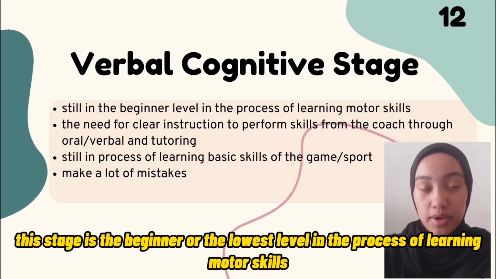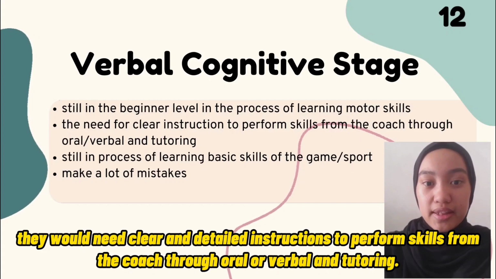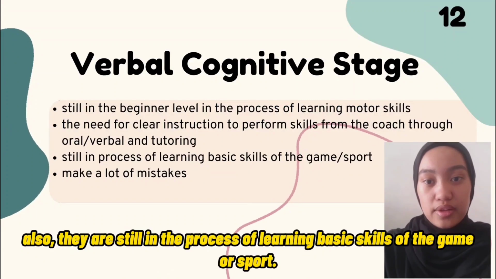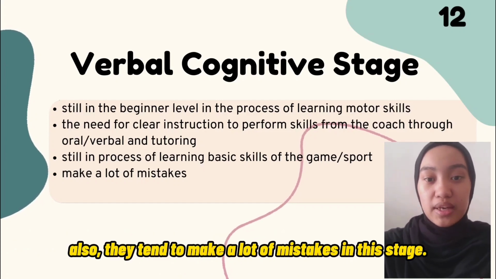This stage is the beginner or the lowest level in the process of learning motor skills, and because the learners or trainees are still beginners, they need clear and detailed instructions from the coach through oral or verbal tutoring. Also, they are still learning the basic skills of the game or sport. They might still be ignorant about the rules of the sport, the techniques they need to use, and so on. Also, they tend to make a lot of mistakes in this stage.